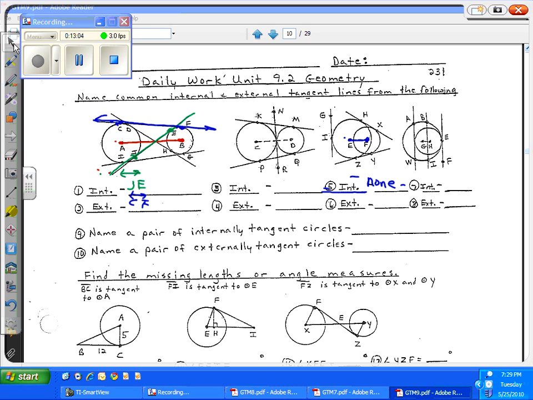A common tangent. What about this right here, AW? Well, AW is a tangent to the little circle. Is it a tangent to the big circle? No. It's a secant to the big circle. AW is not a common tangent line at all. To be a common tangent, it has to be tangent to two coplanar circles. That was only tangent to one of them. Okay? Well, what about EF?